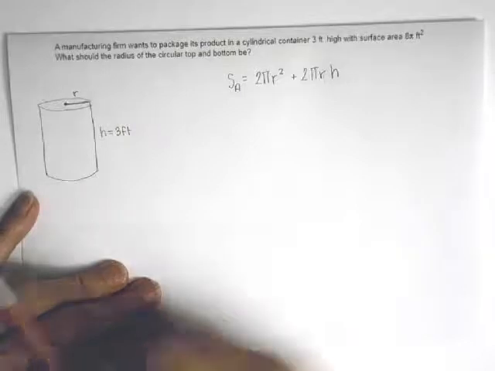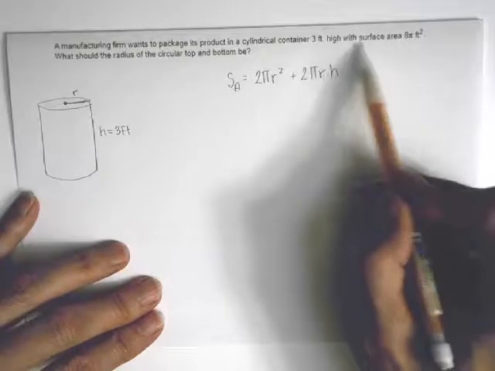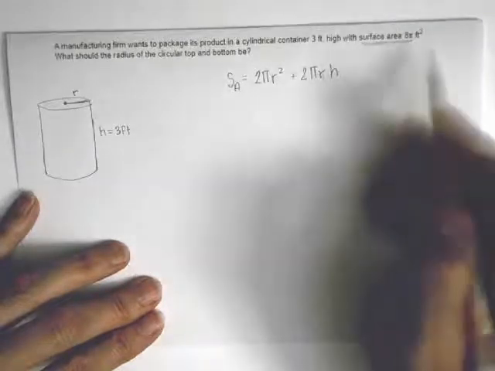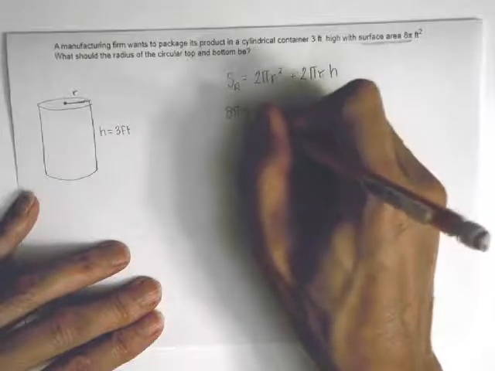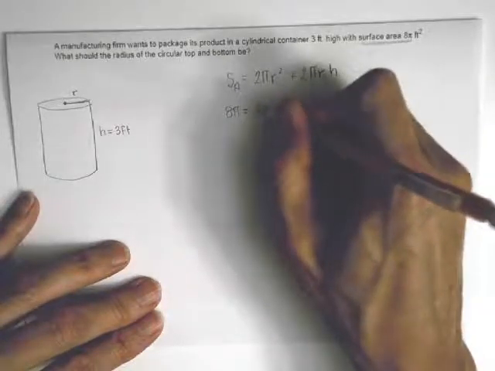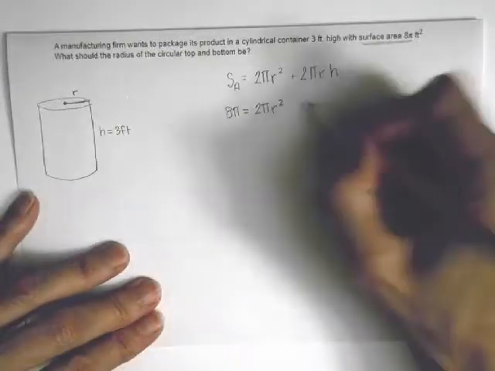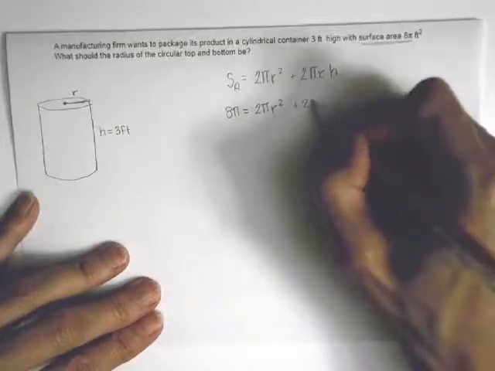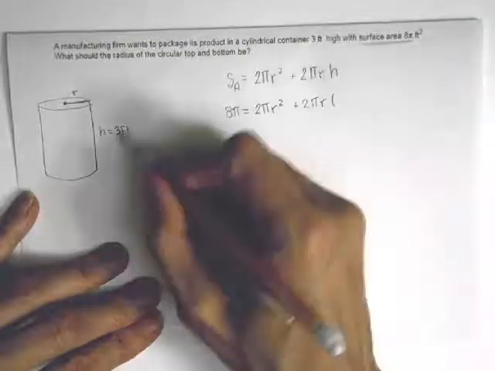So we're going to fill in the information that we know. It says that the surface area is 8 pi, so we're going to write that over here. 8 pi is equal to 2 pi, we don't know what r is, so we're going to write that as r squared, plus 2 pi, we don't know what r is, but we do know what h is. h is 3.